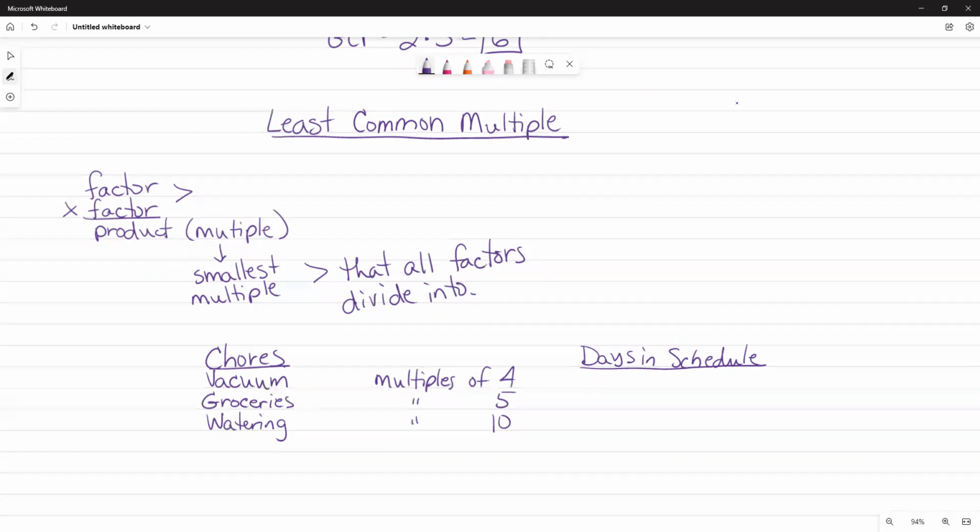So in the case of this, the biggest number is the 10. So I know multiples of 10. 10 times 1 is 10. 10 times 2 is 20.